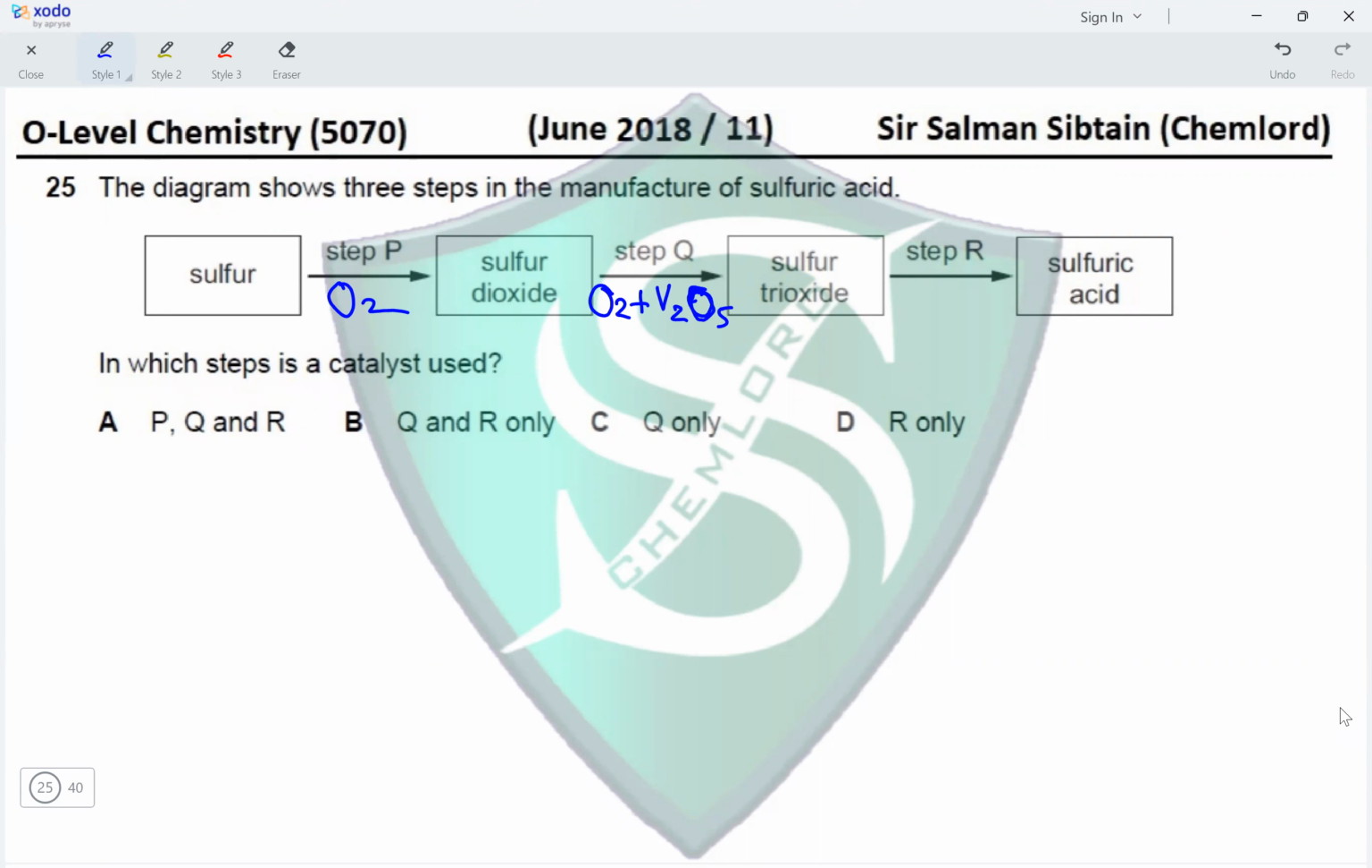And in step R, sulfur trioxide is converted into sulfuric acid. That means it would react with H2SO4 followed by H2O. So in which step is a catalyst used? The catalyst here is V2O5, which is used in step Q, making C the correct option for this question.